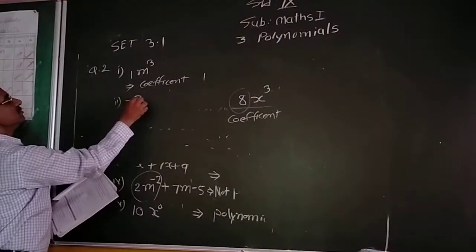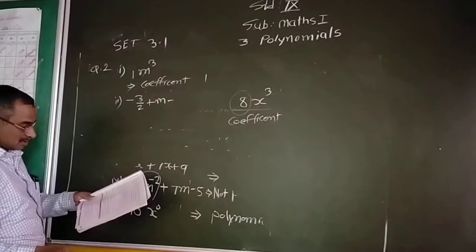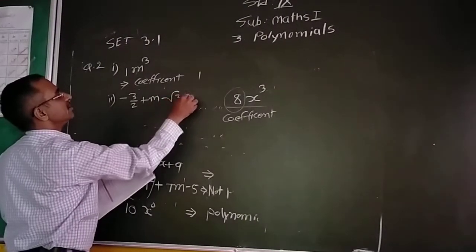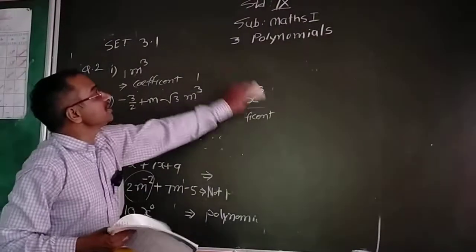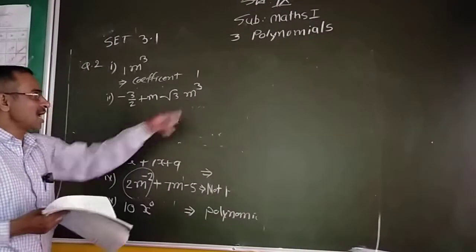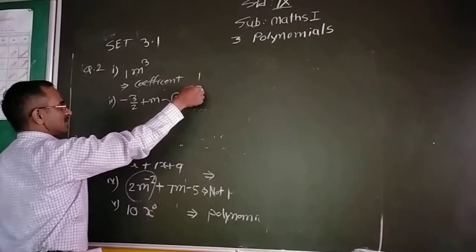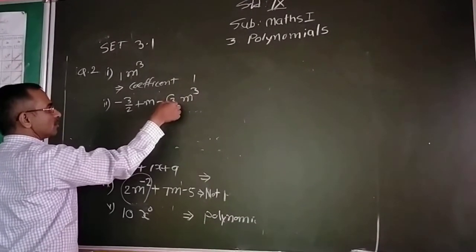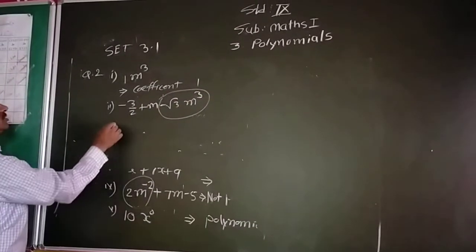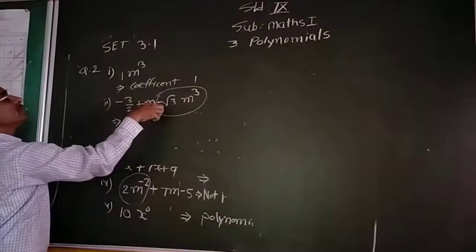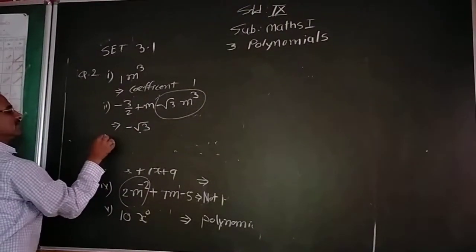minus 3 by 2 plus m minus under root 3 m cube. In this question only the coefficient of m cube is asked. Coefficient of m cube. This is power. What is the coefficient? Root 3. But it is having a sign minus. So the coefficient of m cube is minus under root 3. Then third question.